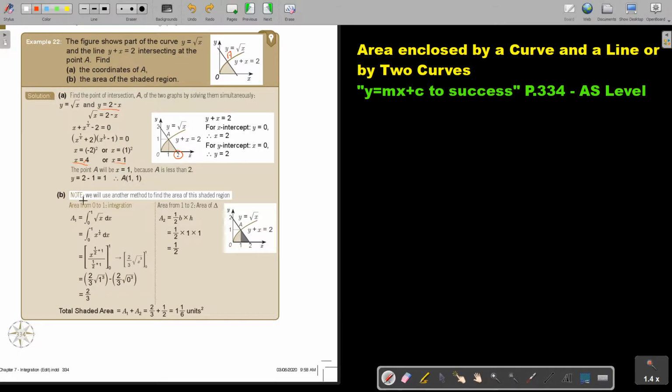Okay, note, we will use another method to find the area. Okay, now the area of the shaded region. Now in this one, because we have the straight line and we have the curve, it's not like you can say this one minus this one. So in this case, we are going to divide this area into two parts. And I'm just going to make it a bit bigger.